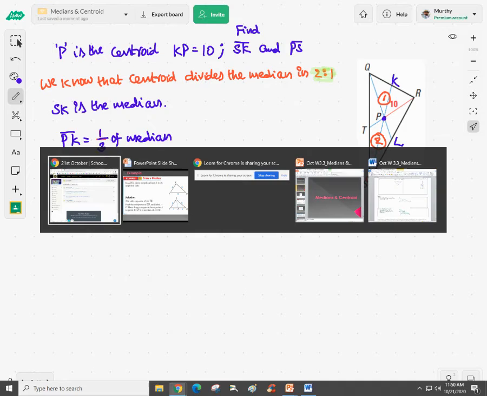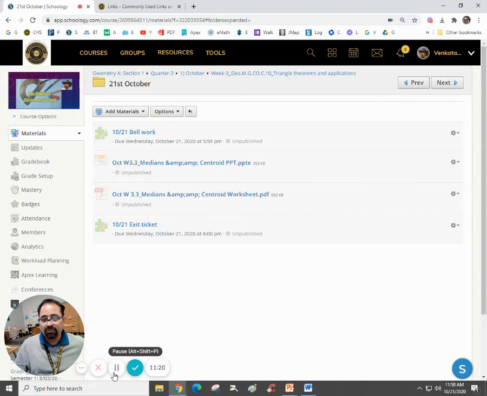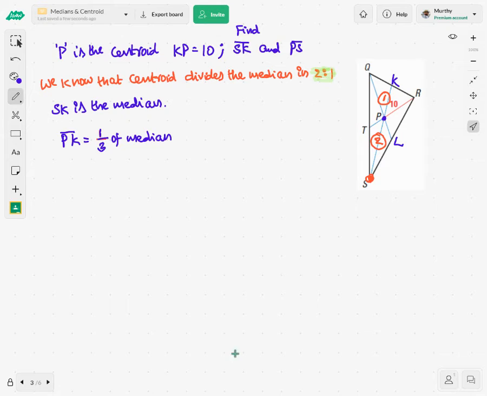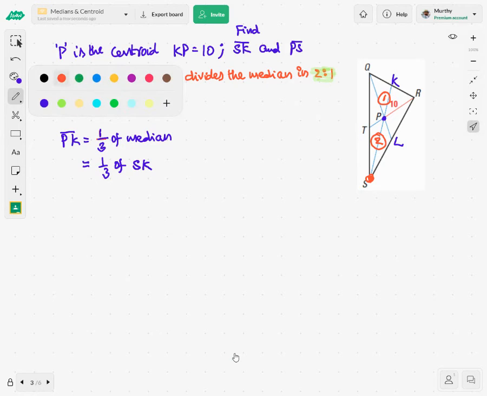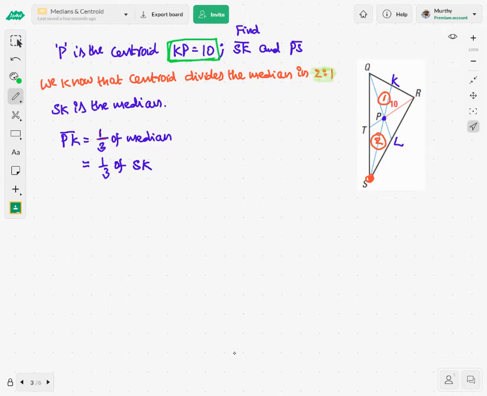Just wait for a second, please. So it is 1/3 the length of the median. Therefore, 1/3 of, I know that the median is Sk. Therefore, 1/3 of Sk. But I don't know the length of Sk, but I know the length of Pk or Kp. That's given: Kp or Pk is given as 10 units. I'm just bringing the value of Pk here. Let me plug in the value here. It is 10.